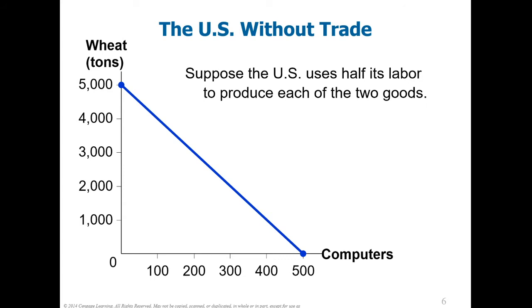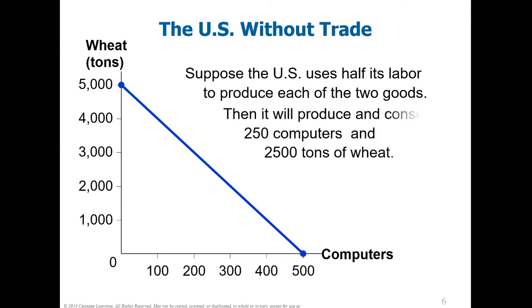Okay, suppose the U.S. uses half its labor to produce each of the two goods, then it's going to produce 250 computers and 2,500 tons of wheat. We just picked those numbers randomly, but it could be any point on the PPC curve, right? So this point is as good as the 0 and 5,000 or the 0 and 500, depending on what the U.S. society wants, whether they want more wheat or they want more computers.